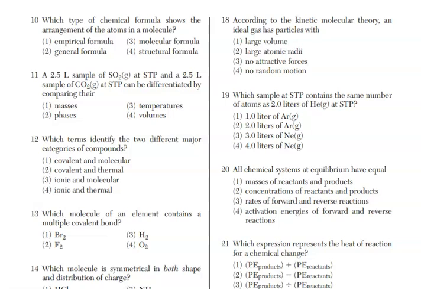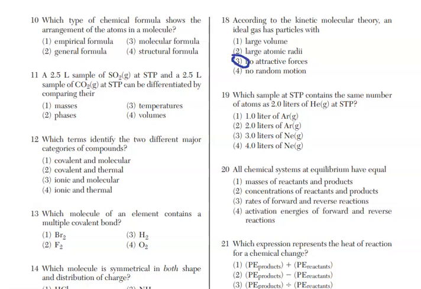For question 18, according to kinetic molecular theory, an ideal gas has particles with... Kinetic molecular theory typically is abbreviated as KMT. There are no real gases that are actually ideal. What we do is we model gases and we take out the fact that they have attractive forces and that they actually take up volume. And there you go. There's your answer, choice 3.